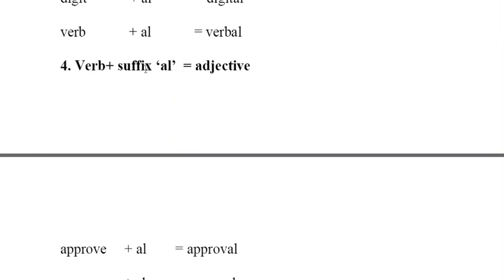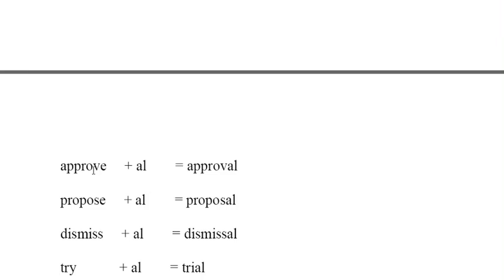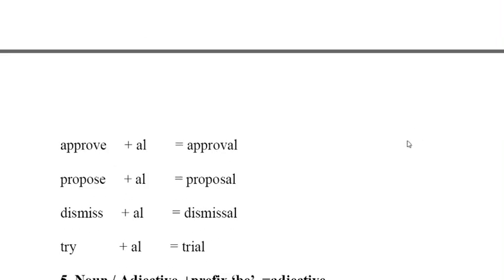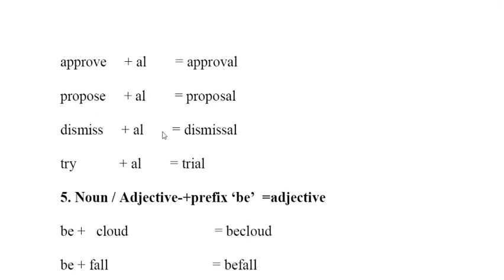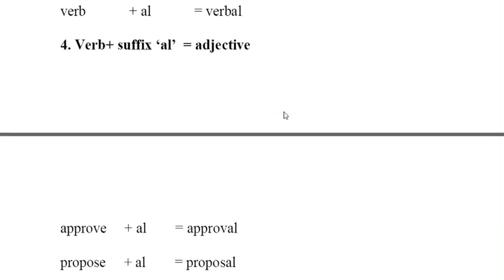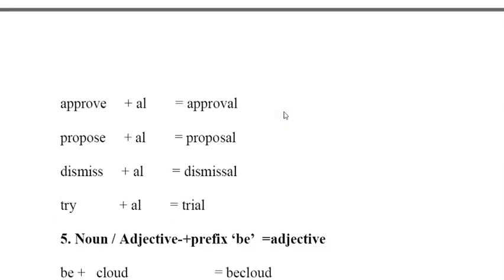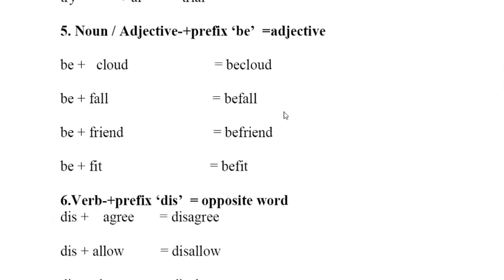Then verb plus suffix al, then noun. Approve plus al, approval. Propose plus al, proposal. Dismiss plus al, dismissal. Try plus al, trial. So this suffix is added with the verb and it becomes a noun.